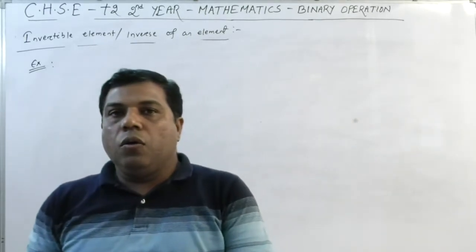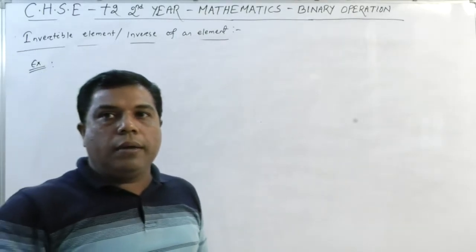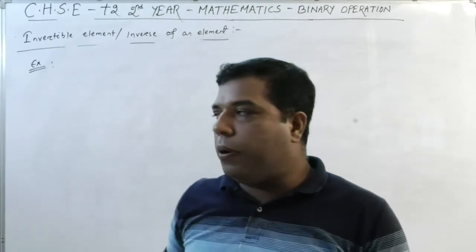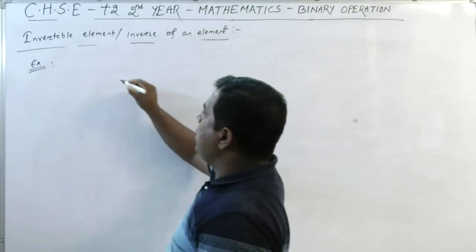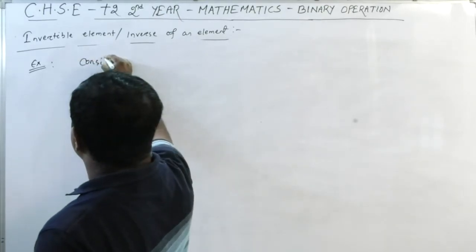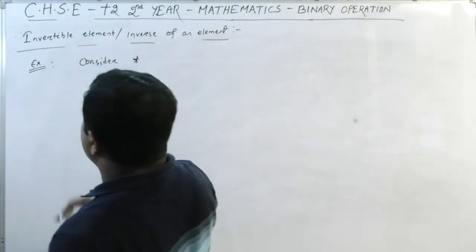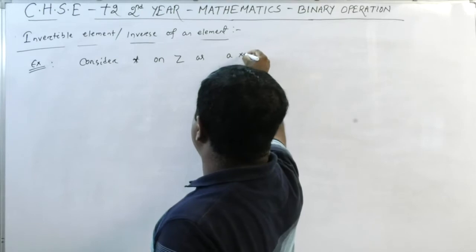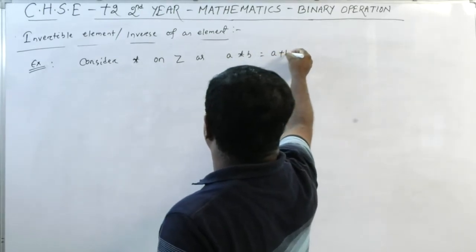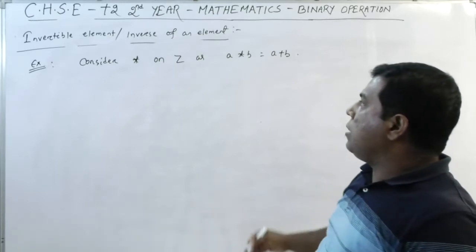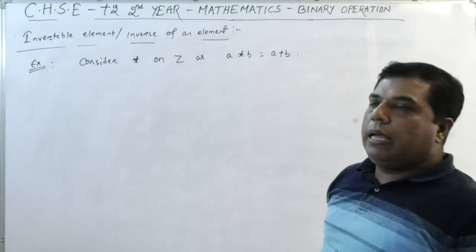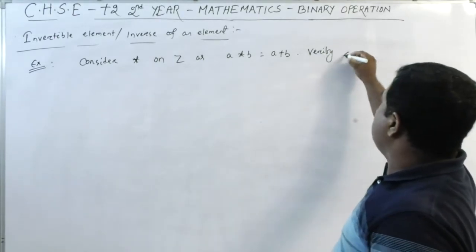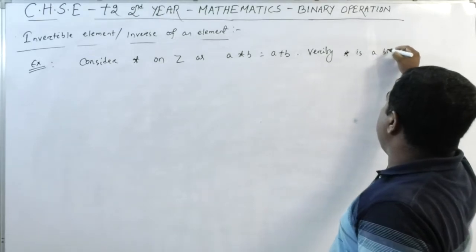So you see, we go for another example of existence of inverse to check whether inverse is existing or not. Consider the binary operation star on Z, A star B equal to A plus B. Verify star is a binary operation or not.